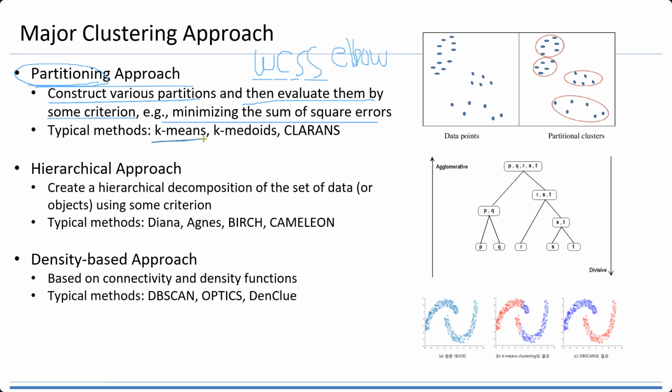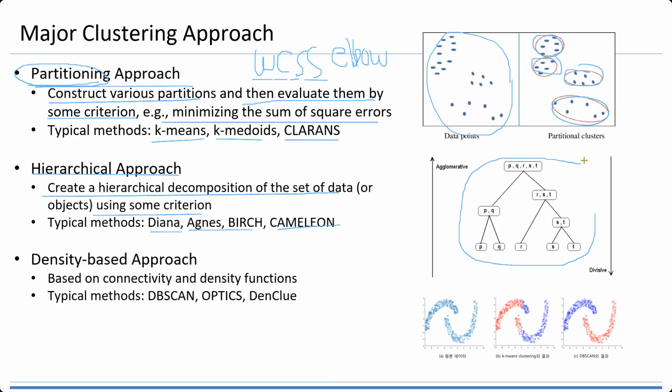This works for k-means, and there are some other variants, for example, k-medoids, CLARANS, and so on. So we have the data like this one, and then we want to make groups. You can see the grouping is always convex, convex, convex, convex. There is another approach, we call it the hierarchical approach. It is to create a hierarchical decomposition of the set of data. There are methods called Diana, Agnes, Birch, Chameleon.